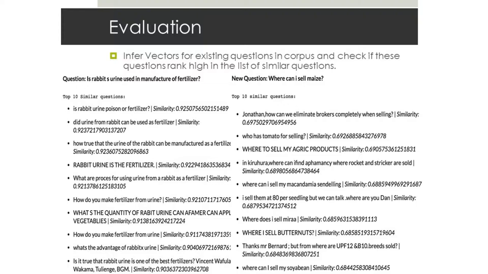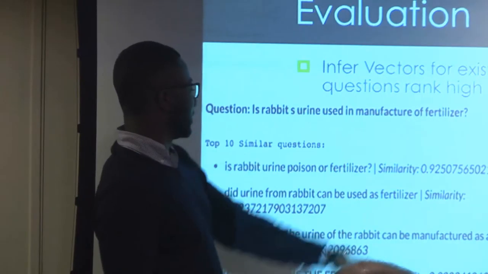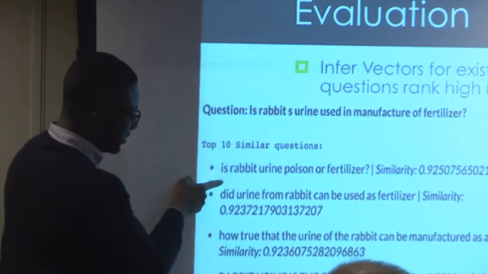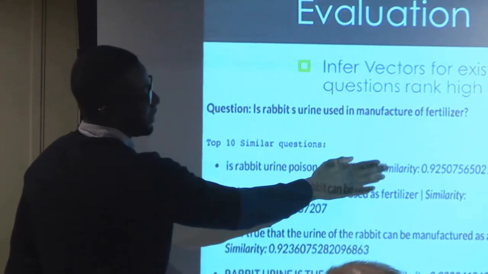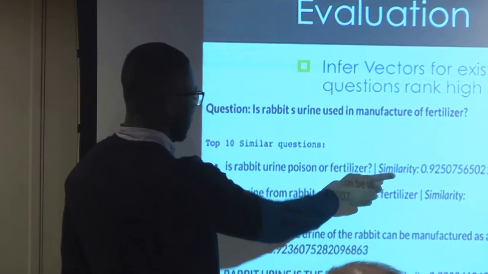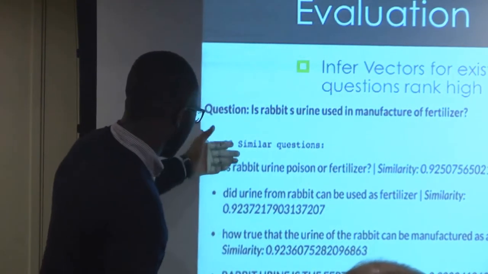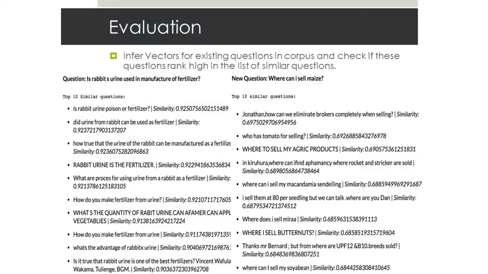Is rabbit urine used in manufacture of fertilizer? And you can see that it's very good. You can see is rabbit urine poison or fertilizer is very similar. The similarity score is a cosine similarity, by the way. And you can see that you have very good results. So rabbit urine is the fertilizer. What are the process of using urine from a rabbit as a fertilizer? So these are very good results.